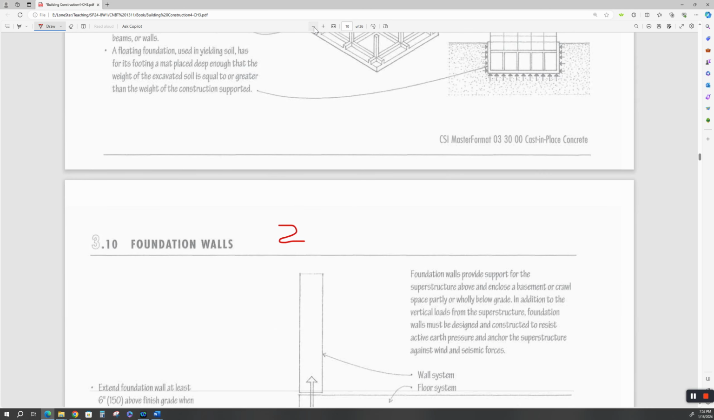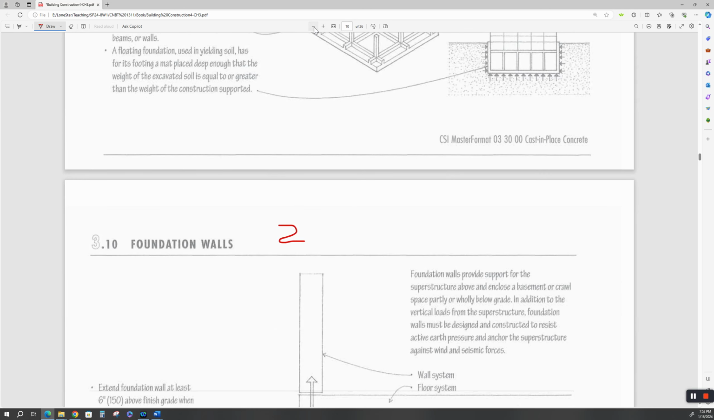Whether it's a high-rise building, low-rise, mid-rise, or a residential section. If it's residential, this would be a basement. So let's see what we have here. All right, let's enlarge this just a tad. All right, let's start at the bottom and work our way up.